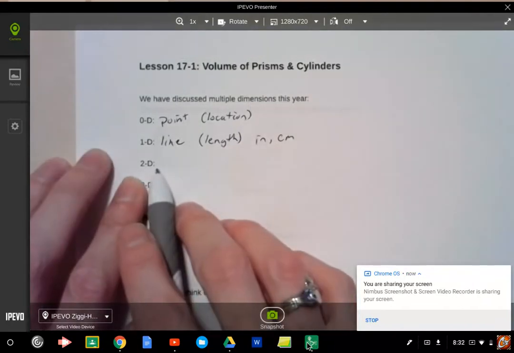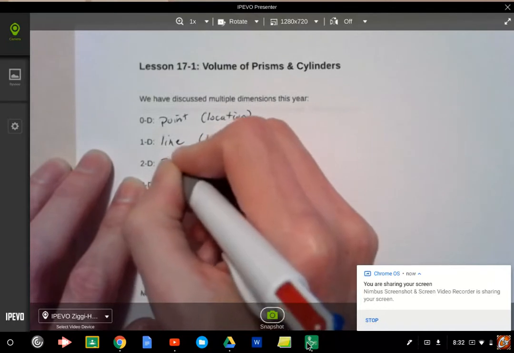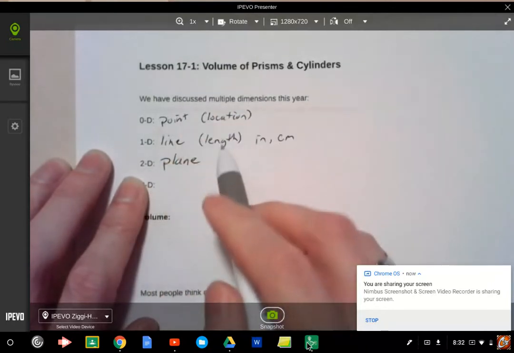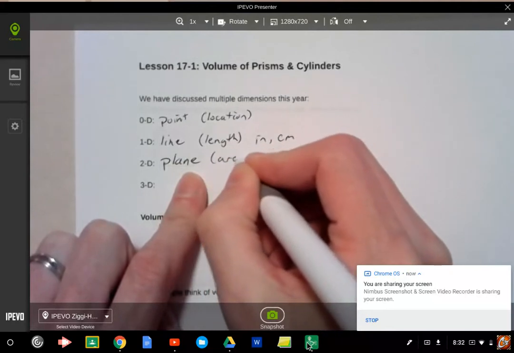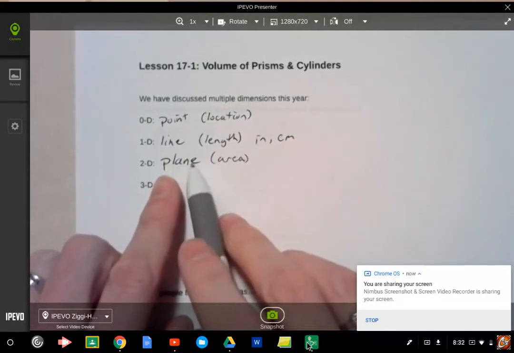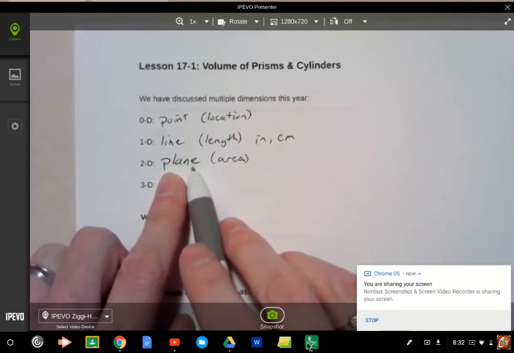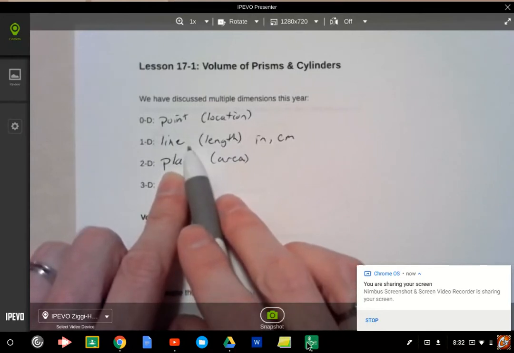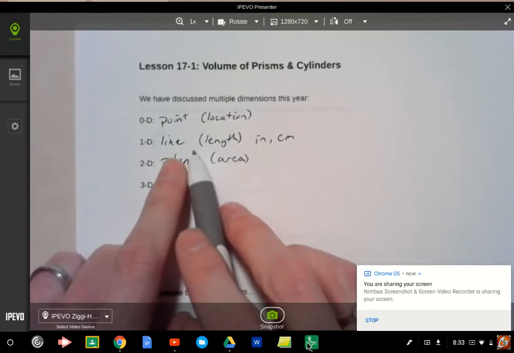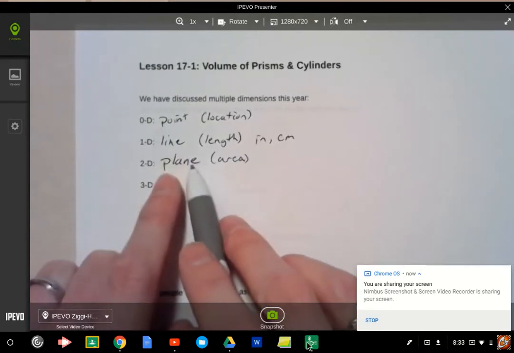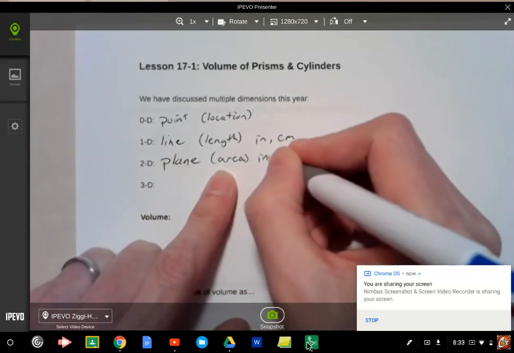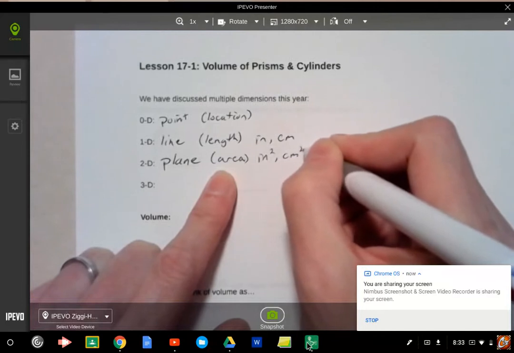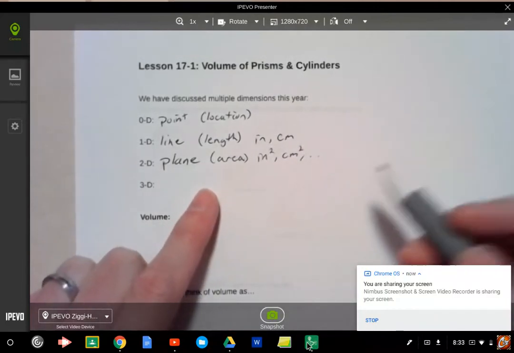Okay. Two dimensions, we've spent a fair amount of time talking about so far. And that's where we talk about things in the plane. And when we talk about the plane, we're talking about area. Now remember that we did talk about finding linear measurements in a two-dimensional space. When we did the perimeter, it's a linear measurement for a two-dimensional plane. So area is in two dimensions, so it's inches squared or centimeters squared and so forth.